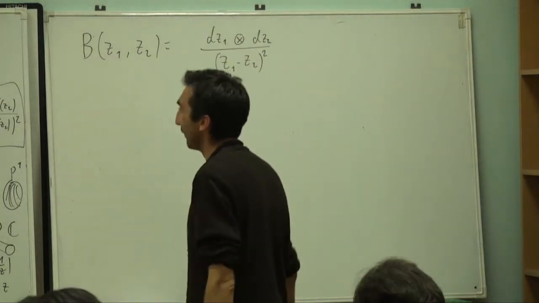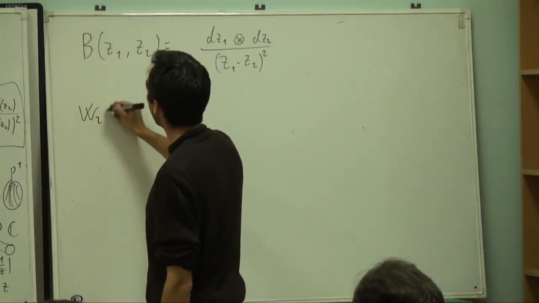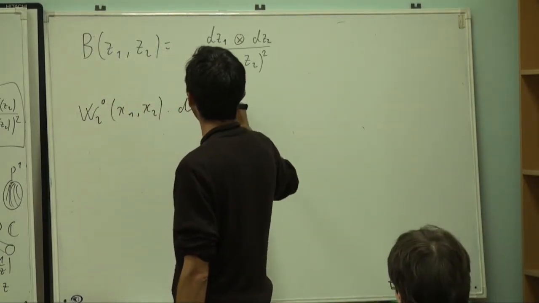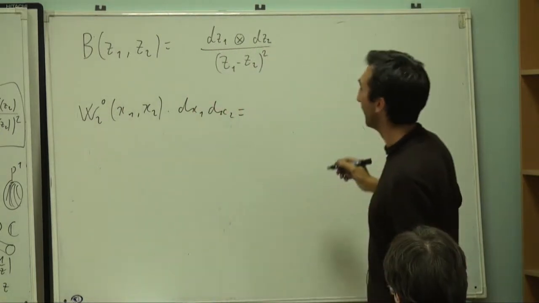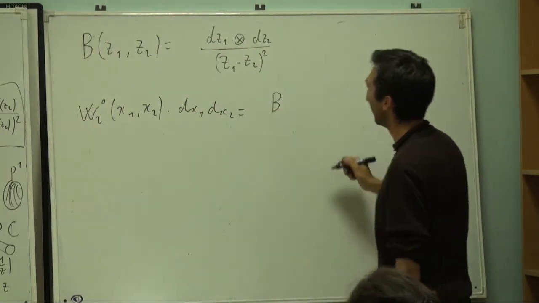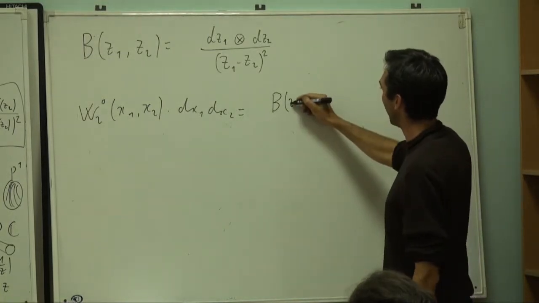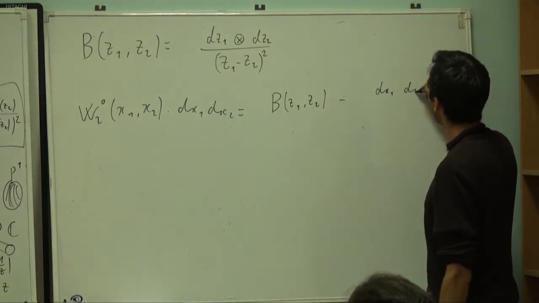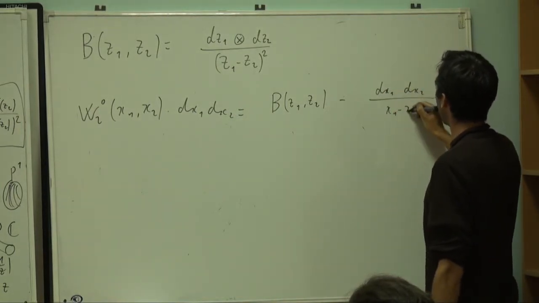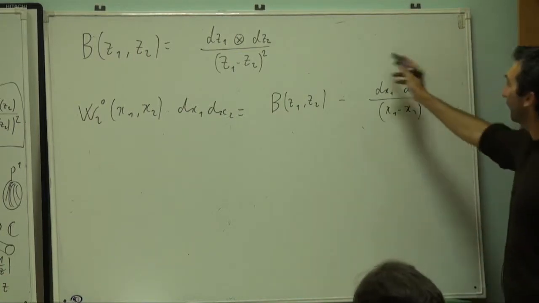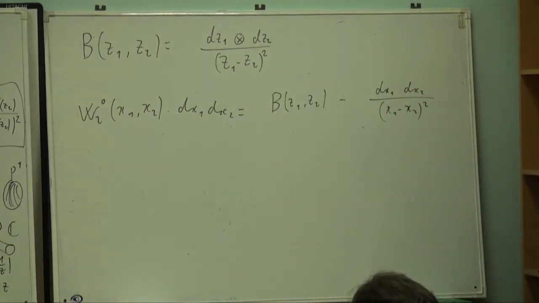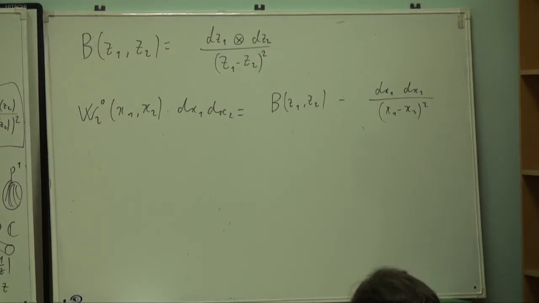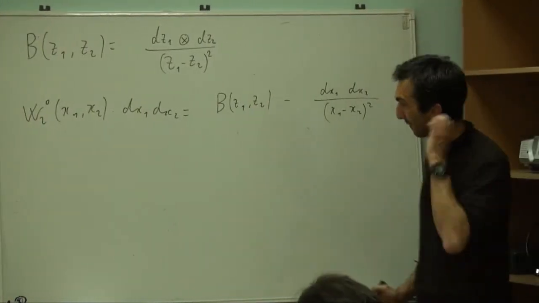So the theorem says that W20 of x1, x2, times dx1, dx2 is B of z1, z2, minus dx1, dx2 over (x1 minus x2) to the square. But as I said, this term, in fact, will play no role when you start to do the large x expansion. So only this one plays a role.